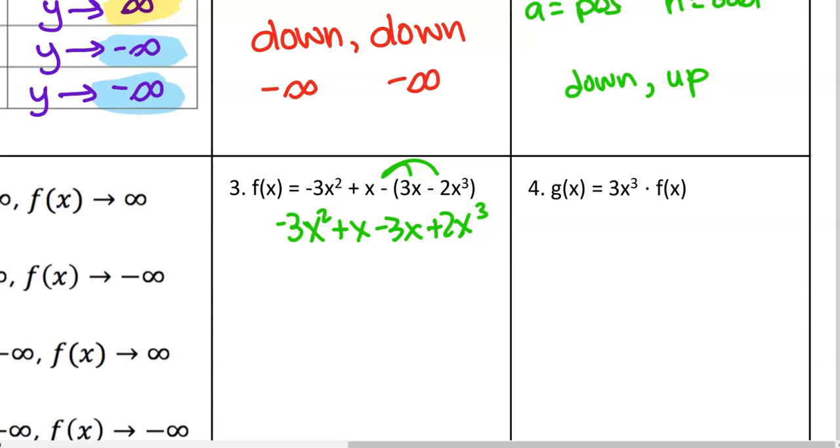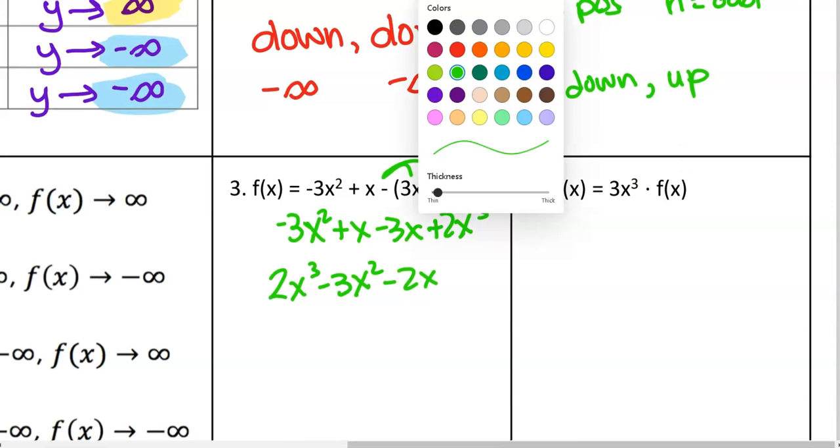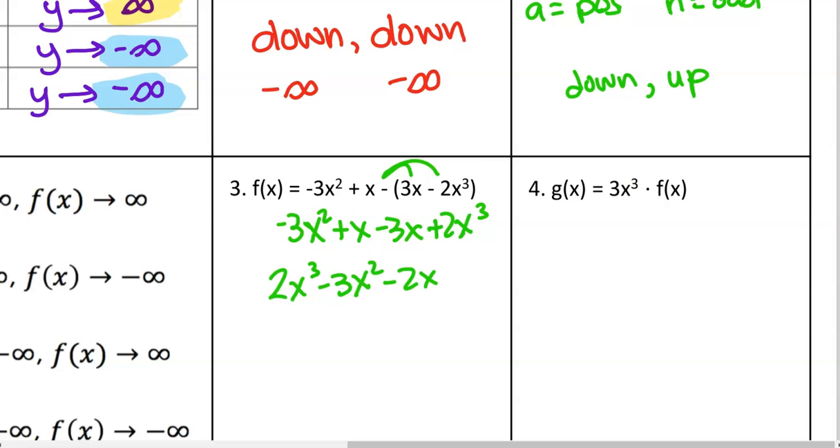Is it written in standard form? Nope. What should come first? 2x cubed. Then negative 3x squared. And then what is that? Negative 2x. So what piece of this do we care about? We only care about the first piece.